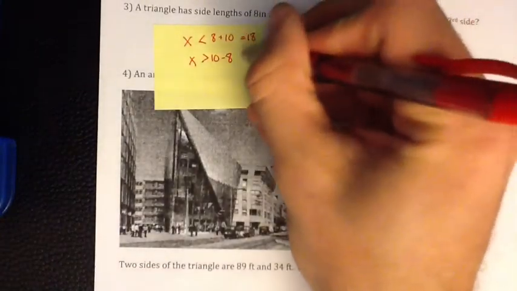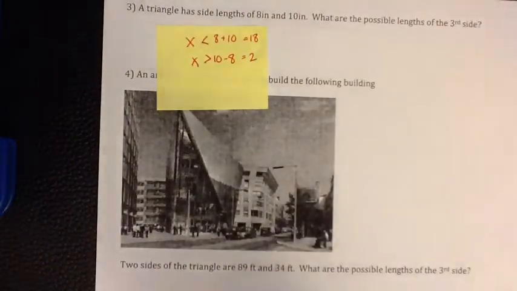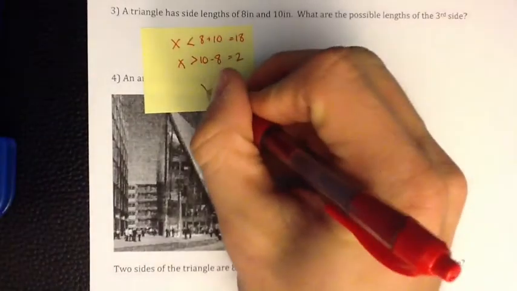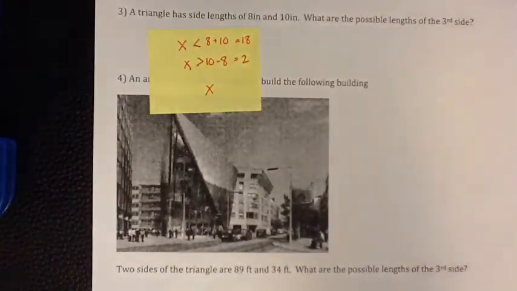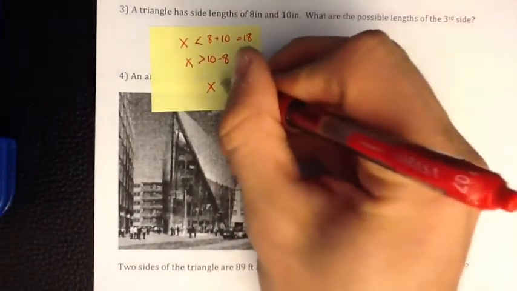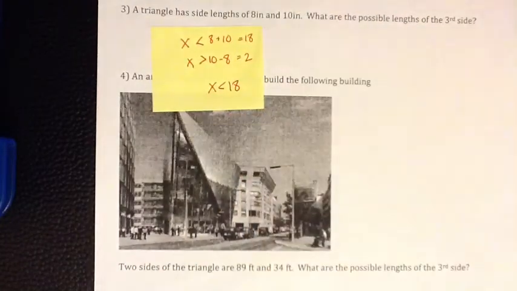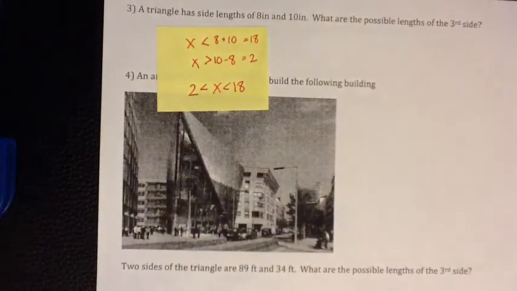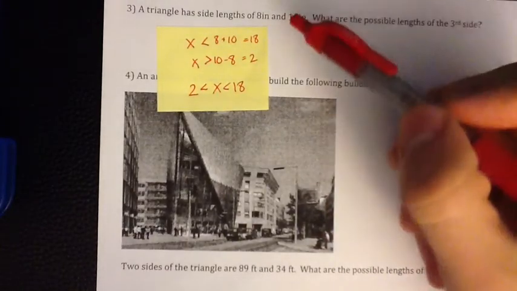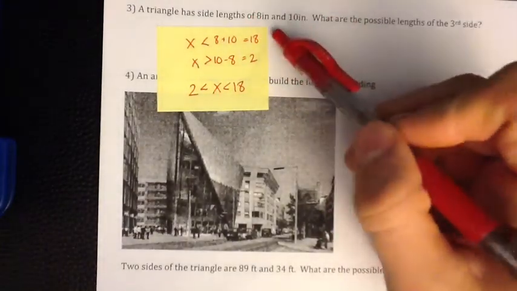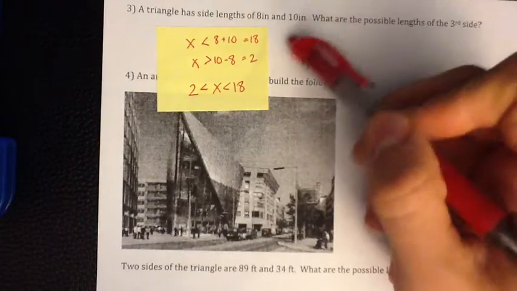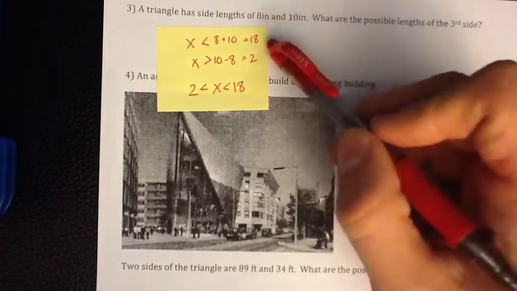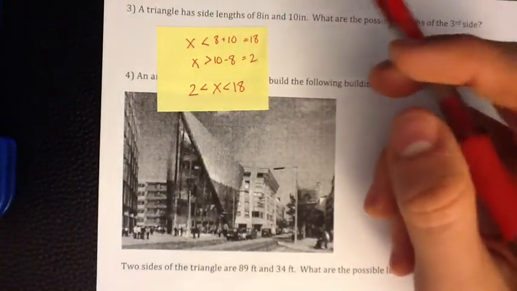The sum is 18, the difference is 2, and some of this you probably could have just done in your head, and we write it this way, that x, whatever it is, this third side, has to be less than 18, but bigger than 2. Meaning it could be 3, 4, 5, 6, 7, 8, 9, 10, 11, 12, all the way up to 17. 17 would work because 8 plus 17 is bigger than 10, 10 plus 17 is bigger than 8, and 8 plus 10 is bigger than 17. All of those things work.